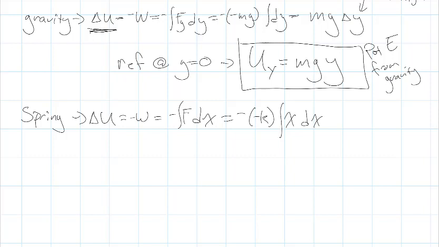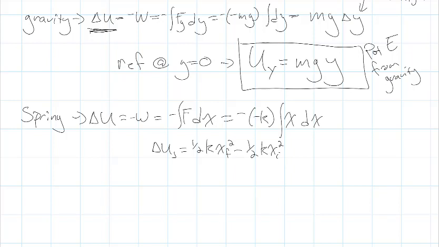So just like when we were dealing with work, this becomes a relatively easy integral to solve, and we have our change in potential energy from a spring, which is 1/2 kx final squared minus 1/2 kx initial squared.